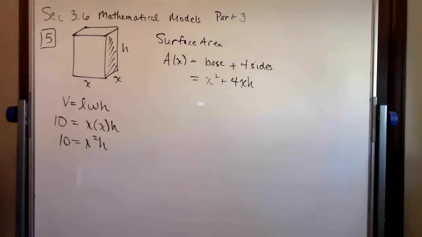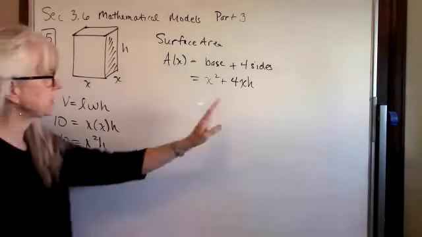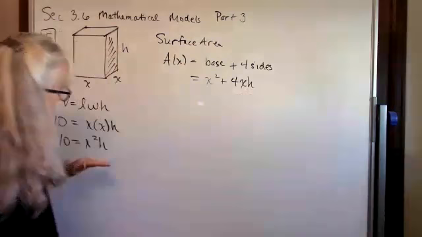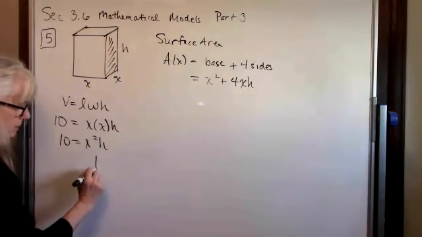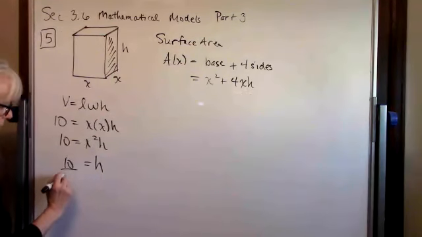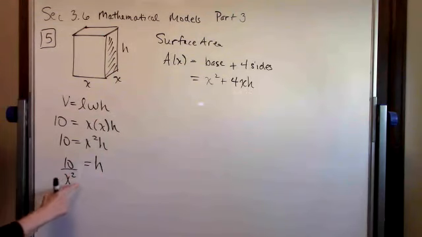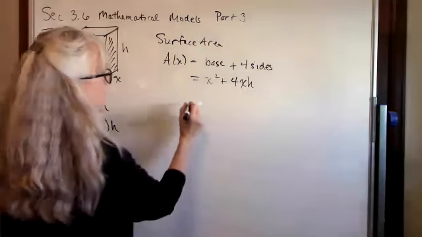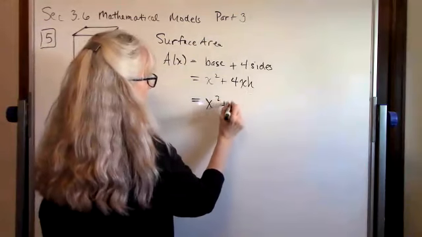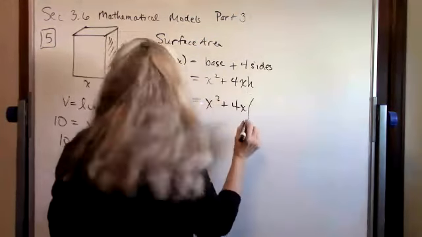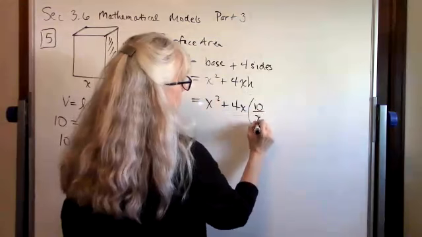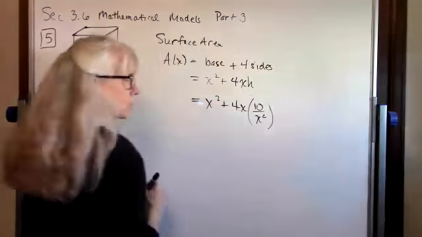So again, we're going to solve for the letter we need to get rid of. We need to get rid of the h over here. So we're going to solve this equation for h. We can see that h is equal to 10 over x squared. And now we're going to substitute it. That'll give us x squared plus 4x. Taking out the h, we'll put in 10 over x squared. And there it is. We'll clean that up a little bit.